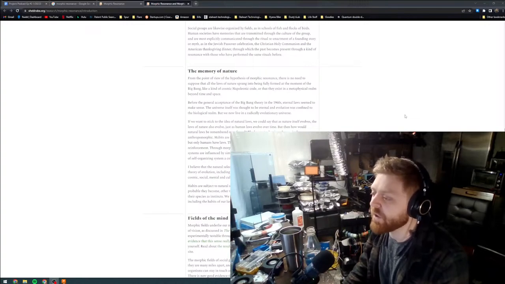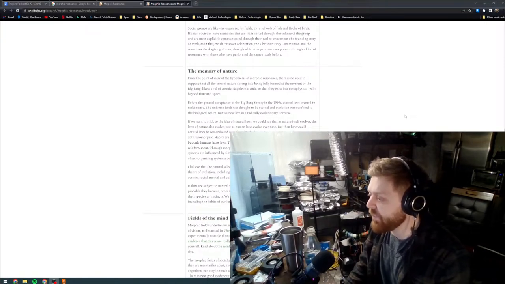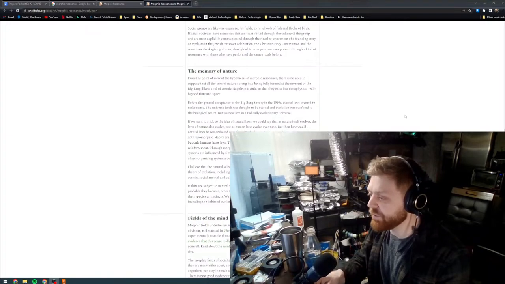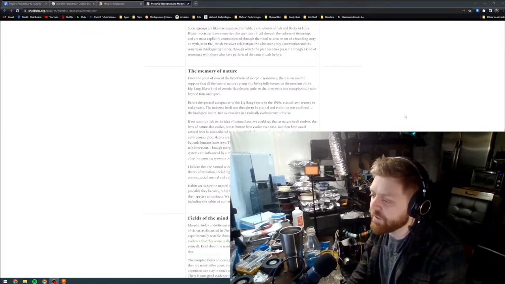But then how would natural laws be remembered or enforced? The law metaphor is embarrassingly anthropomorphic. Habits are less human-centered. Many kinds of organisms have habits, but only humans have laws. The habits of nature depend on non-local similarity reinforcement.